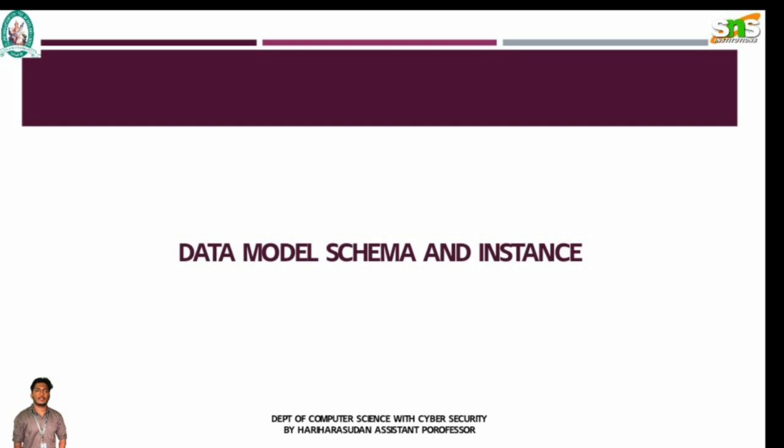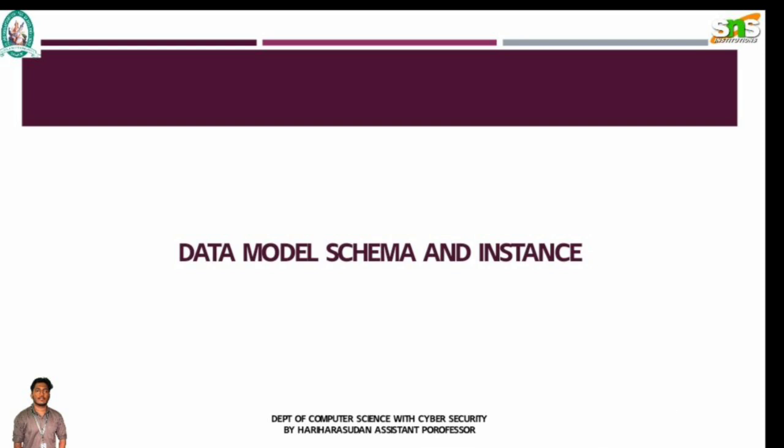Next, we start with data model, schema, and instance. First, schema. The overall design of a database is called a schema. A database schema is the skeleton structure of a database. It represents the logical view of the entire database. A schema contains schema objects like tables, foreign keys, primary keys, views, columns, data types, and stored procedures, etc.